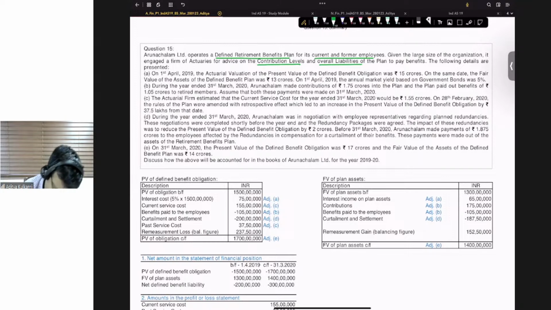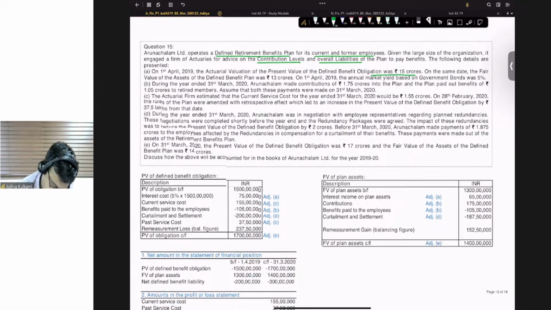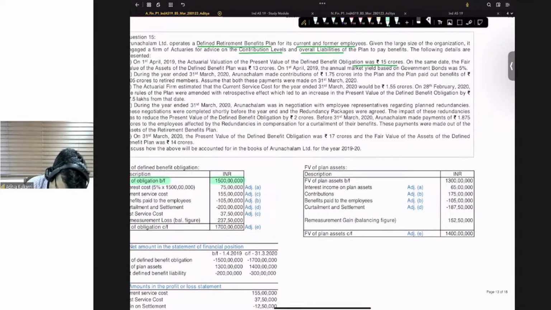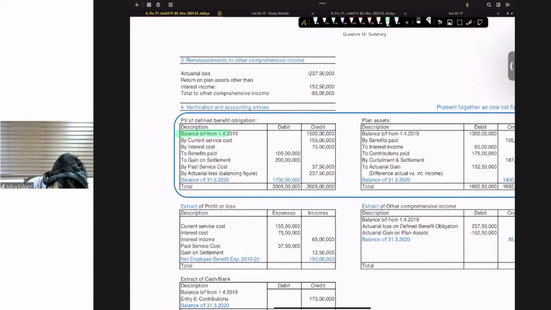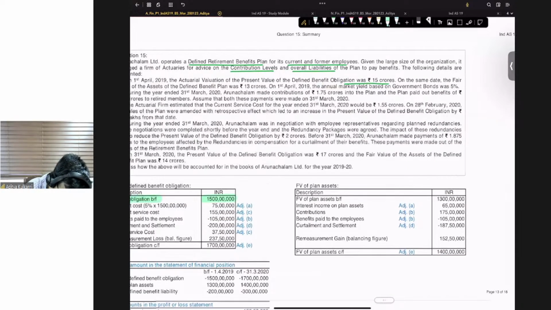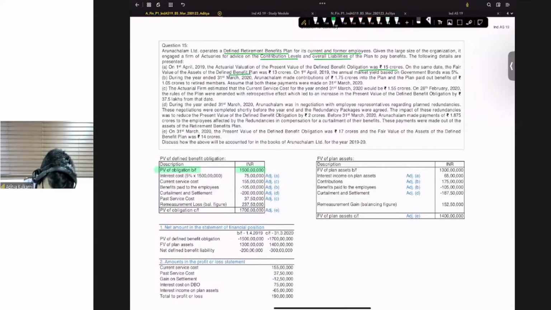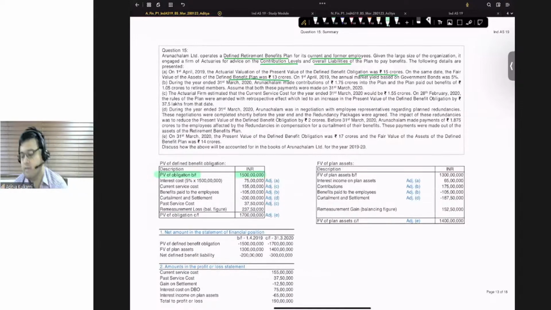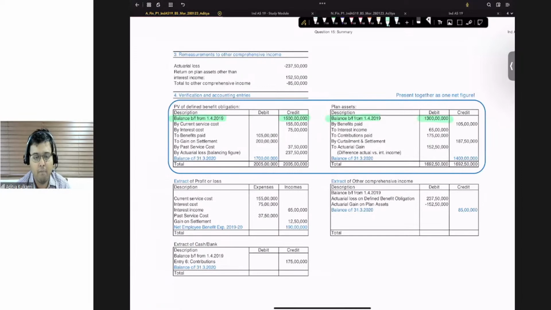1st April 2019, the actuarial valuation of the present value of the obligation was 15 crores. So opening balance, in simple words, present value brought forward is 15 crores. If I do it in the accounting manner, opening balance brought forward is 15 crores. Next, on the same date, the fair value of the assets of the plan was rupees 13 crores. In account form, opening balance brought forward is 13 crores. So my net obligation is 2 crores.